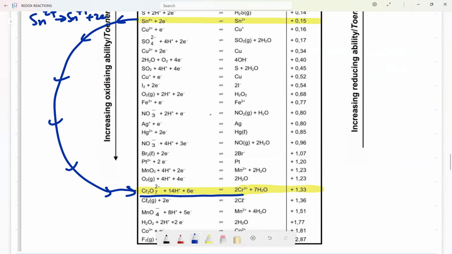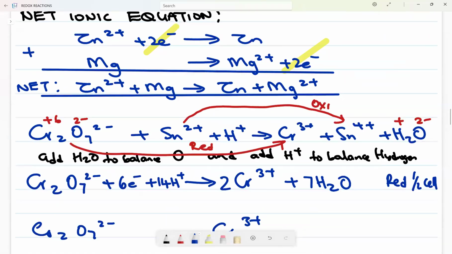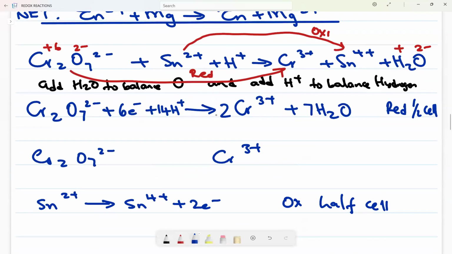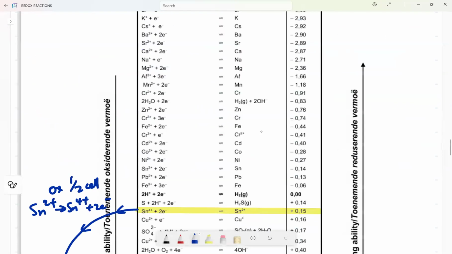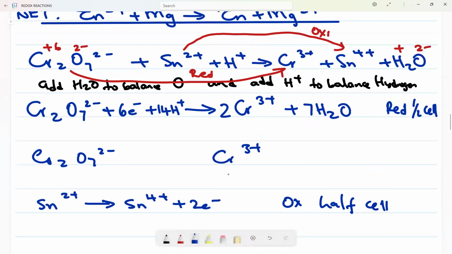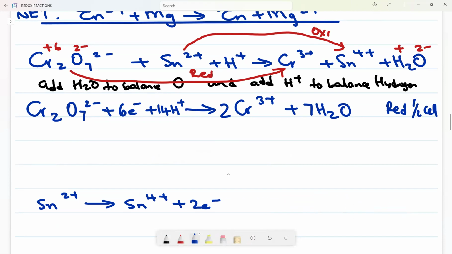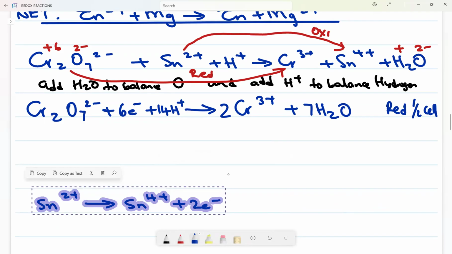So I'm going to write it just like this, plus 7H2O. Is it the same as the one that I wrote here? Yes. Cr2O7 2 minus plus 6 electrons plus 14 H plus hydronium ions plus 2Cr3 plus. You see it's the same. So you can use your reduction table or you can just manually do this. So I know this is reduction half cell and that is what. And then I will need to write down the what? The net ionic.